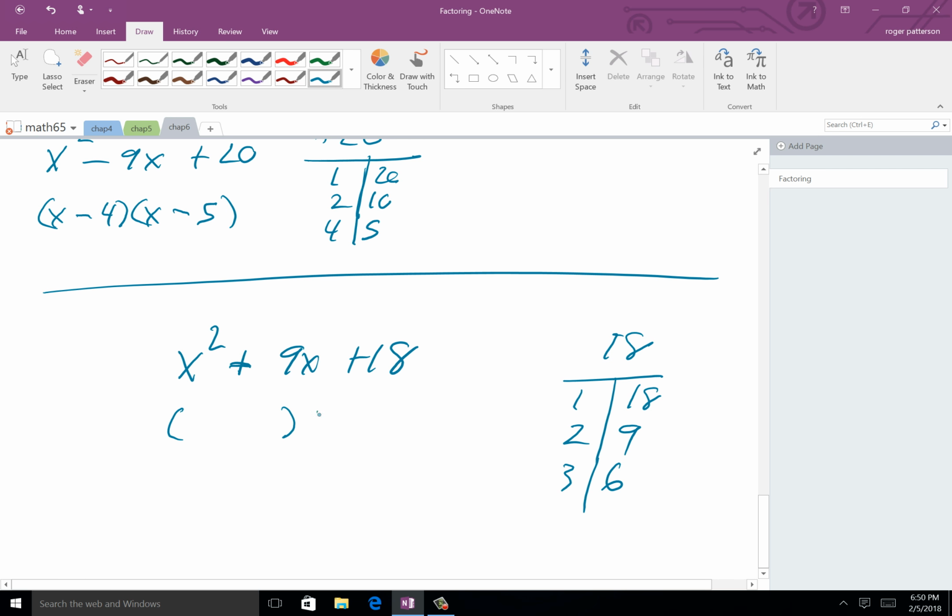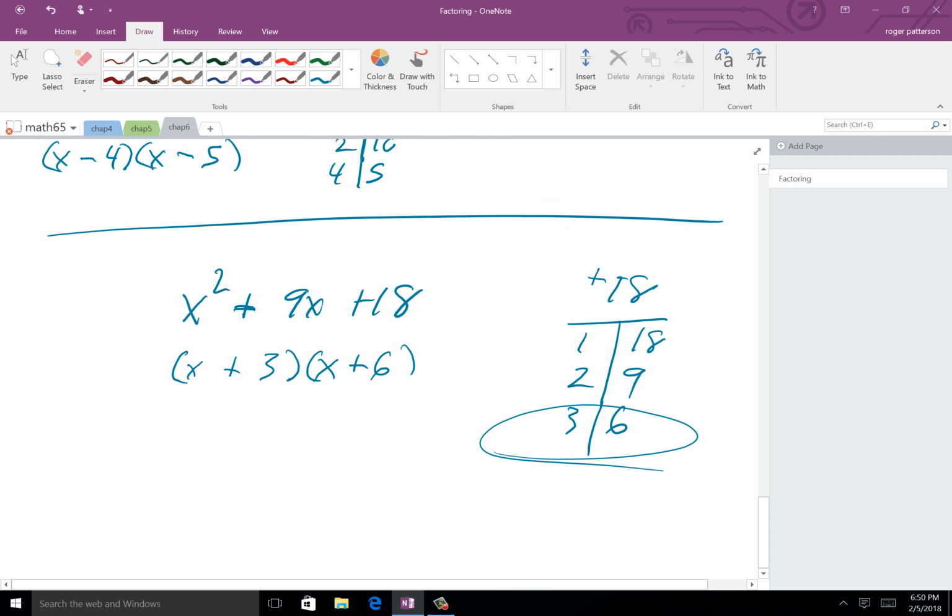So, parentheses, parentheses. I know what's going to go here. I know what's going to go here. This is a plus, so where's my answer? 3 and 6, right? So we put 3 there and we put 6 there. Everything we've done so far is pretty easy. Now we have to understand what we're going to put in here and here for our signs. Positive. Everything's positive in this case, so everything stays positive. If you FOIL it, you'll end up with the same thing.